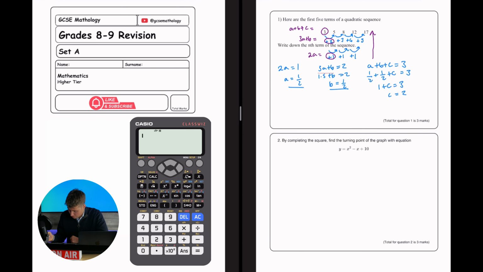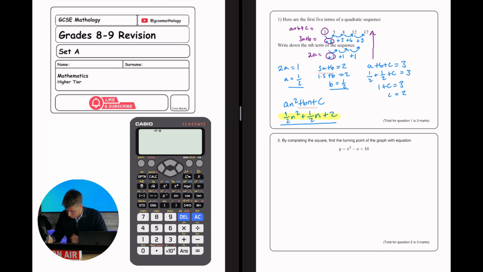So the quadratic nth term is always written in the form an squared plus bn plus c. So a is a half, so it's a half n squared, b is a half, plus a half n, and c is 2. So this is our final answer.